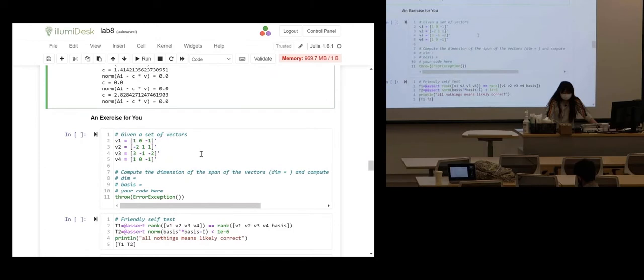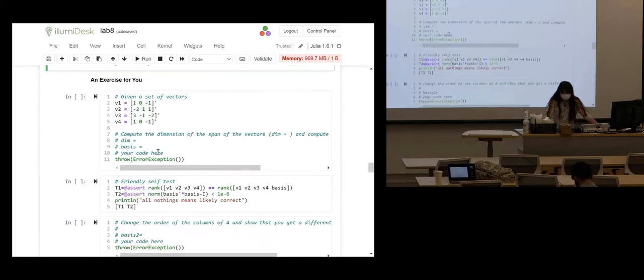Here's an exercise. We give four column vectors, and compute the dimension of the span of these vectors, and also compute the basis of the column span. We'll give a couple of minutes for this.